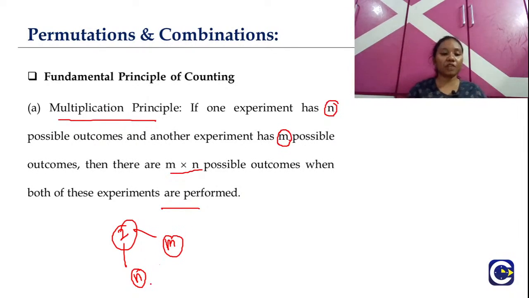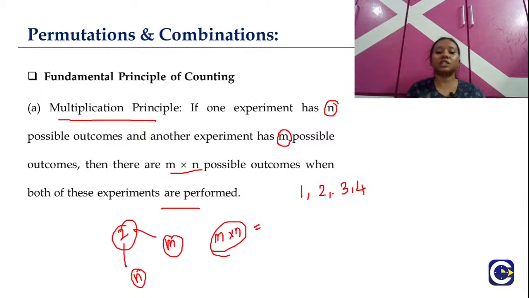So when we are performing both the experiments simultaneously, the total number of possible values we'll be having is m cross n, right? So these will be our total possible outcomes. For example, suppose I have 4 digits, 1, 2, 3, 4. Using these 4 digits I am going to form a 2-digit number. So what will be our total possible outcomes here?